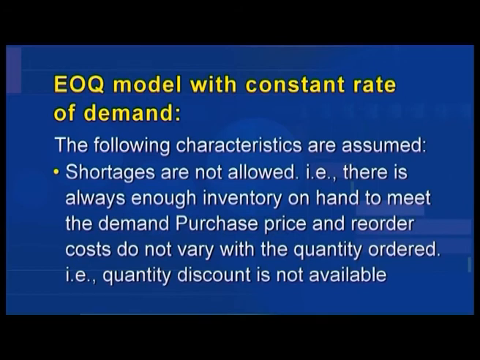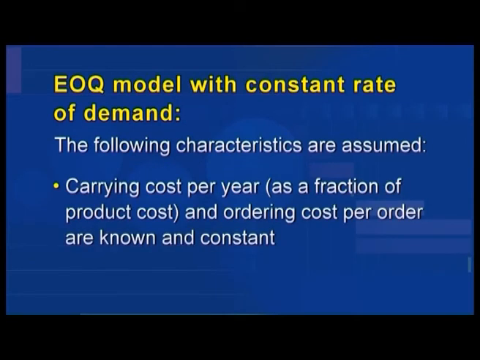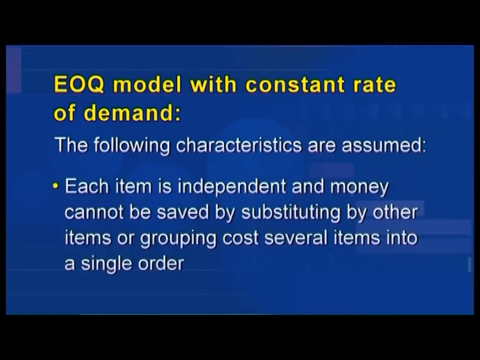Shortages are not allowed, that is, there is always enough inventory on hand to meet the demand. Purchase price and reorder costs do not vary with the quantity ordered, that is, quantity discount is not available. Carrying cost per year as a fraction of product cost and ordering cost per order are known and constant. Each item is independent and money cannot be saved by substituting other items or grouping several items into a single order.